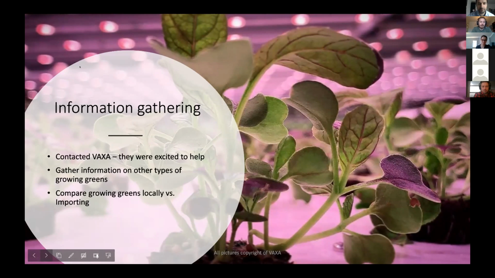Then, of course, we're also going to have to gather information on other types of growing greens. We're going to use, for example, EcoInvent to get a good overview of how imported produce impacts, and then, for example, locally greenhouse-produced produce. And then we're going to compare them. And then also, with the social and the area overview, we're going to have to do some research.